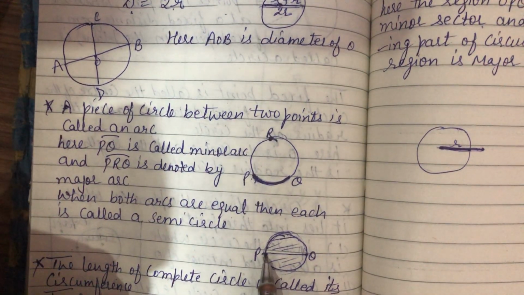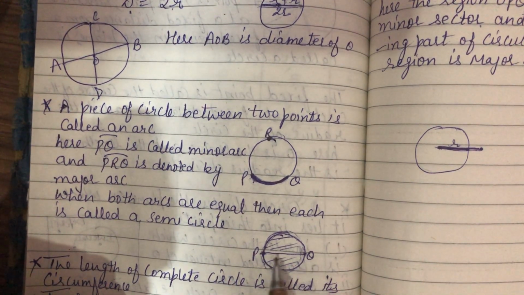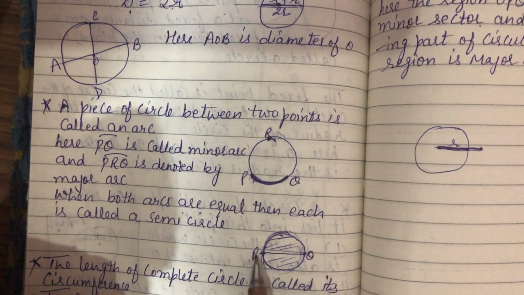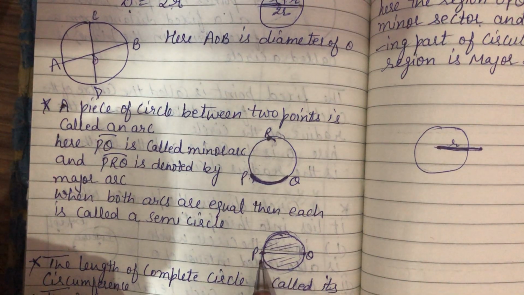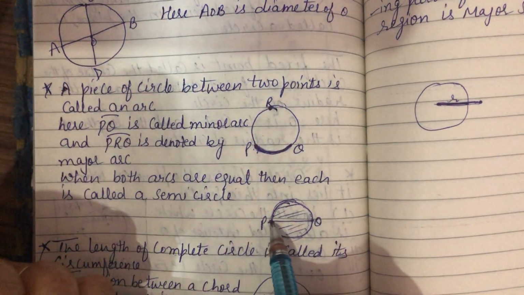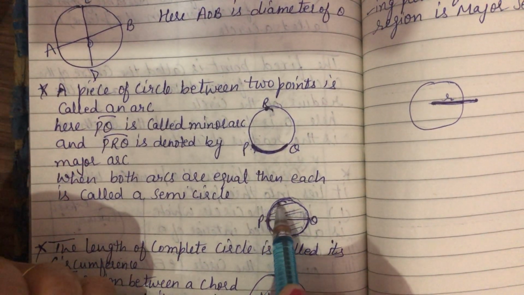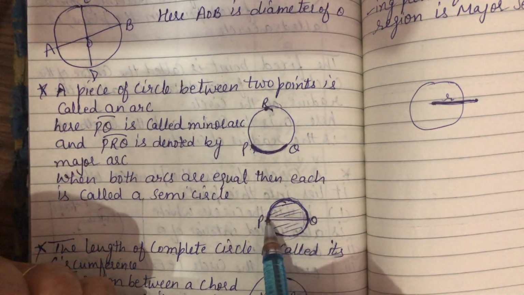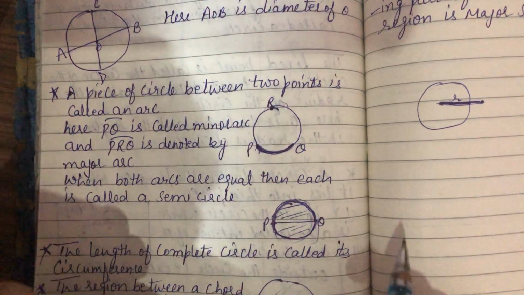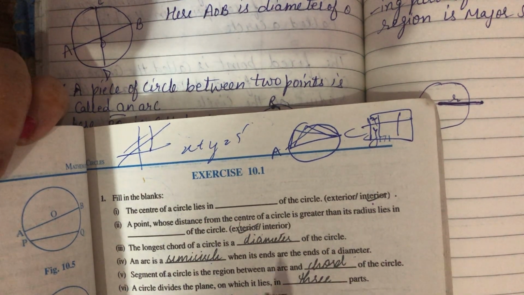If I have taken and explained this, when these are the two end points of a diameter, then we get two semicircles. These are equal arcs, PQ here and this PQ portion. An arc is a semicircle when its ends are the ends of a diameter.